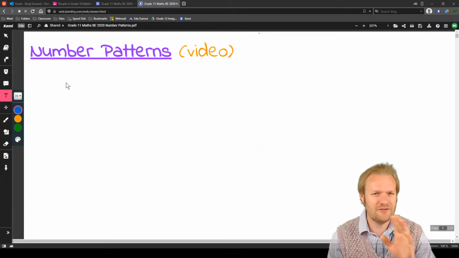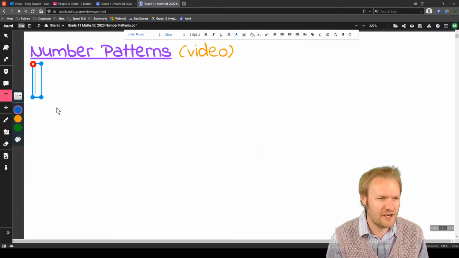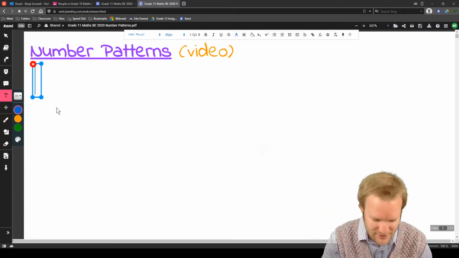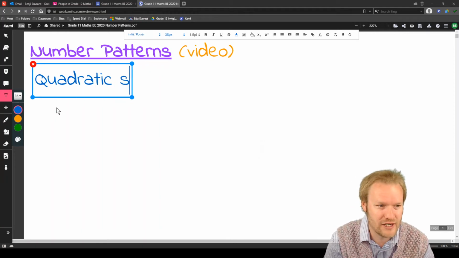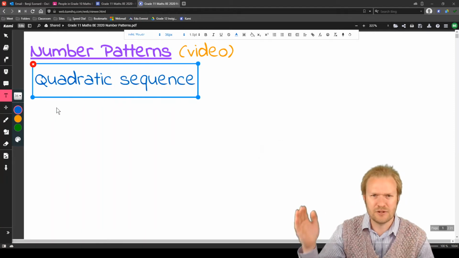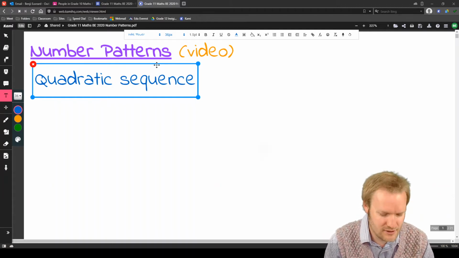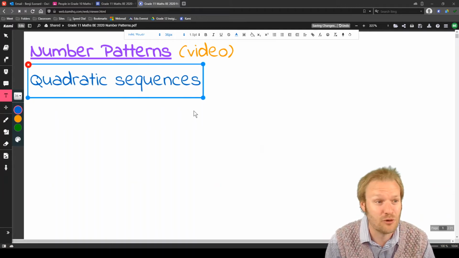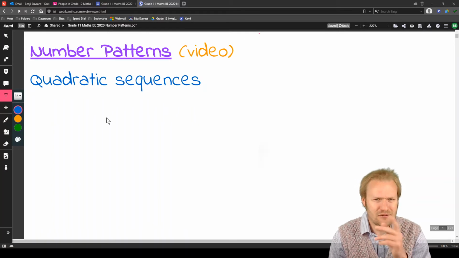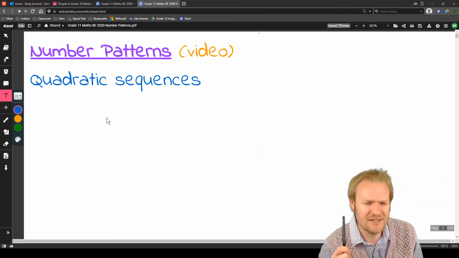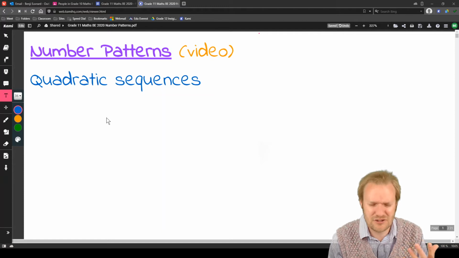So we're doing number patterns. And for number patterns, we're looking at one type of pattern, and those are quadratic sequences. Now, a sequence is just a pattern, really. So we've got quadratic sequences. Well, I guess we should look at more than one. And when I say quadratic, does anything come to mind? Quadratic, we've come across it already.